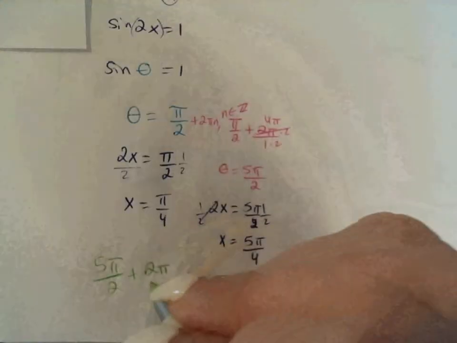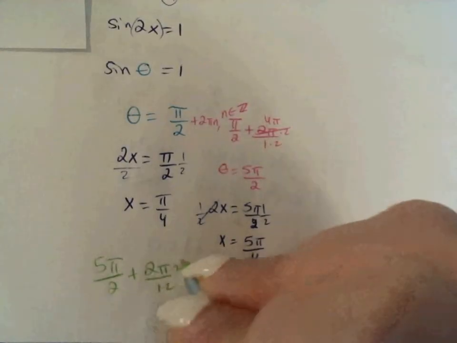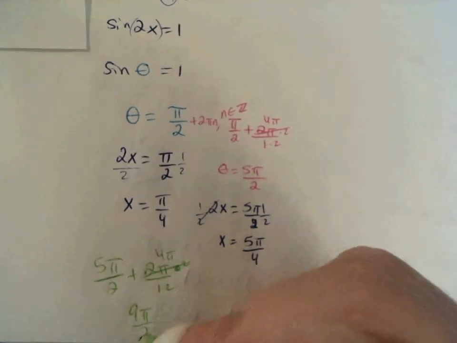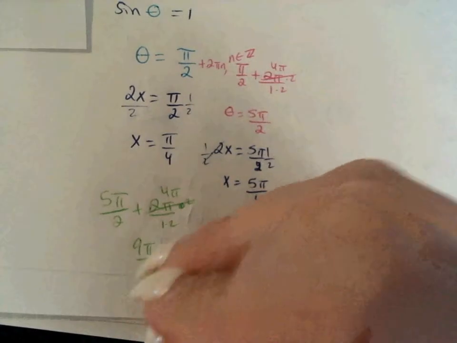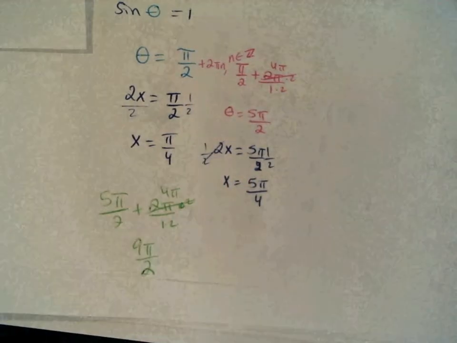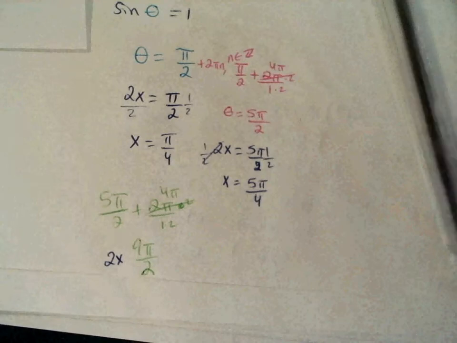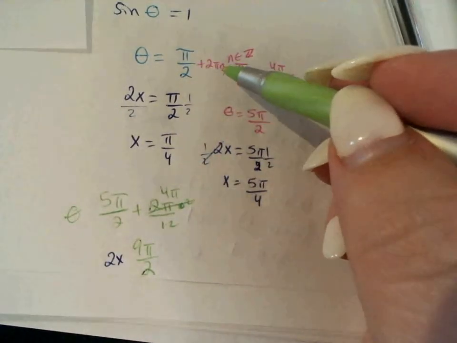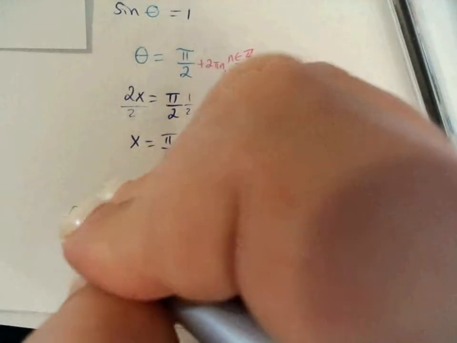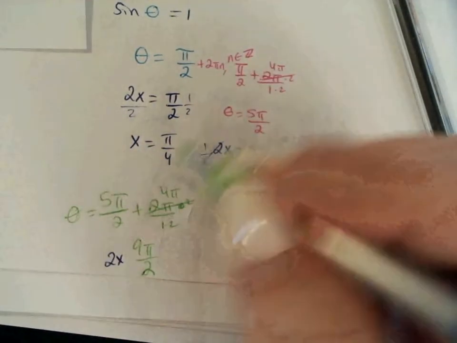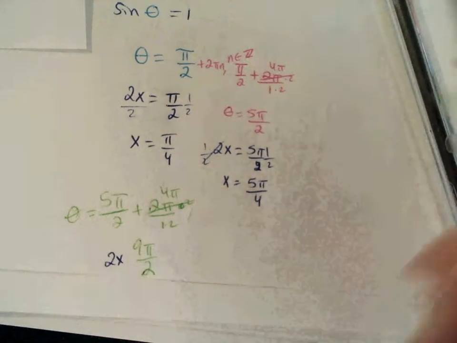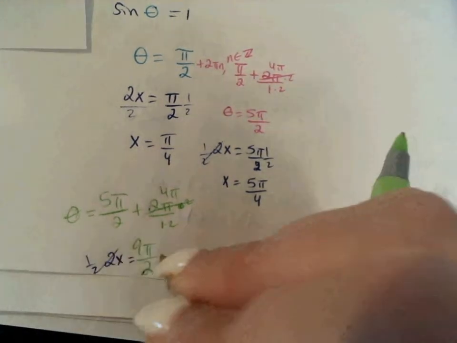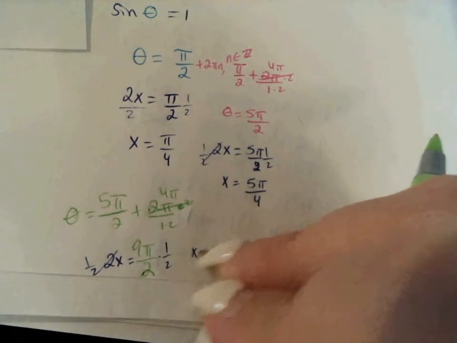And then I multiply by 2 on top and bottom. That becomes 4 pi. That becomes 9 pi over 2, right? So if I set 2x equal to that, so when theta equals this, theta equals pi over 2 plus any rotation, right? If I add 2 pi again to 5 pi over 2, I get 9 pi over 2. 2x equals 9 pi over 2. We multiply by 1/2. And you get when x equals 9 pi over 4.